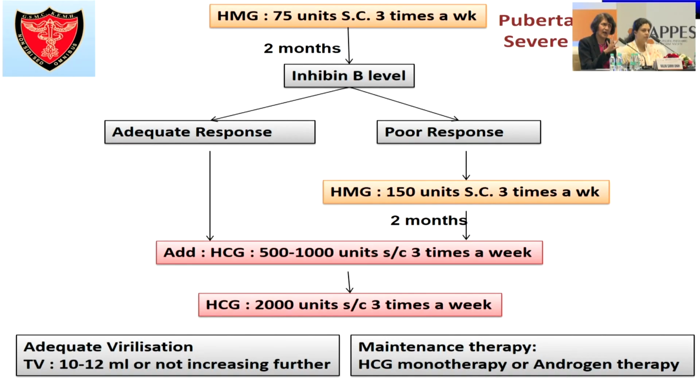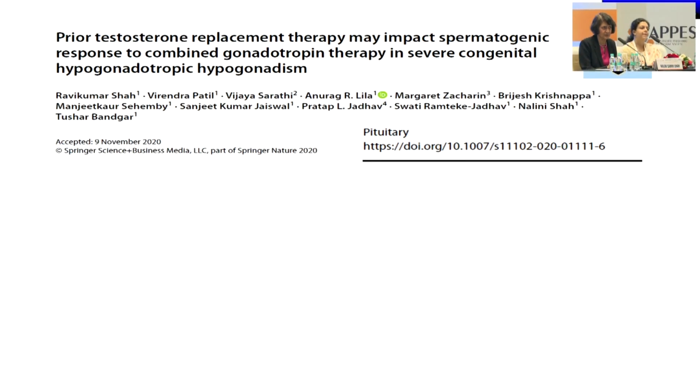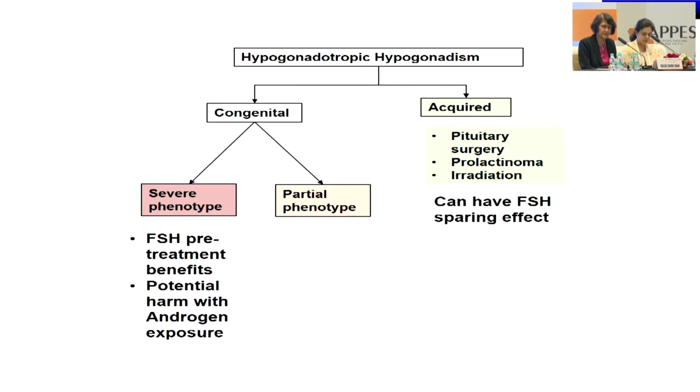And that's how our own protocol has now changed to bring in HMG pretreatment, monitor it with inhibin B towards betterment of response in the testicular volume, and then add HCG in these group of individuals. This is our own published data in terms of prior testosterone-based regimes, whether they really have an impact on spermatogenic responses in patients with hypogonadotropism.